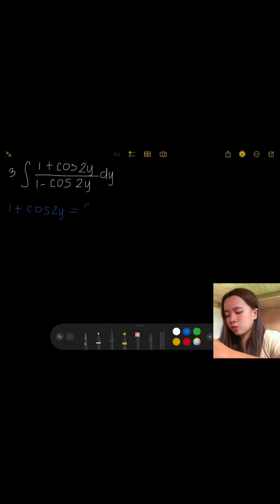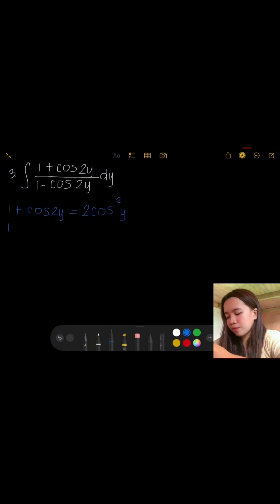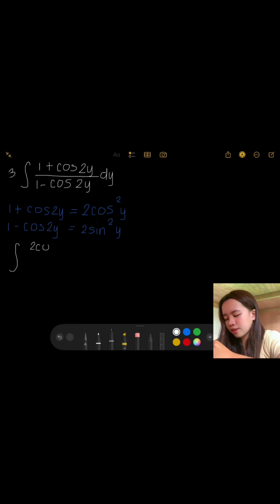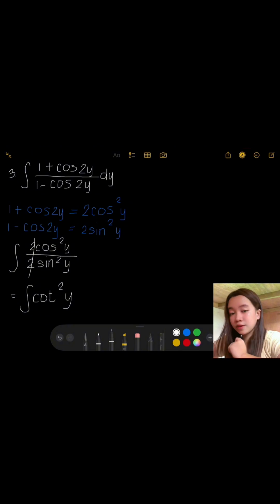So our third example is the integral of (1 plus cosine 2y) over (1 minus cosine 2y) dy. We know that 1 plus cos 2y is equal to 2 cos squared y, and 1 minus cos 2y is equal to 2 sine squared y. So this will become the integral of 2 cosine squared y over 2 sine squared y. So let's cancel the 2. So this will become the integral of cotangent squared y. Why? Because cos over sine is cotangent.